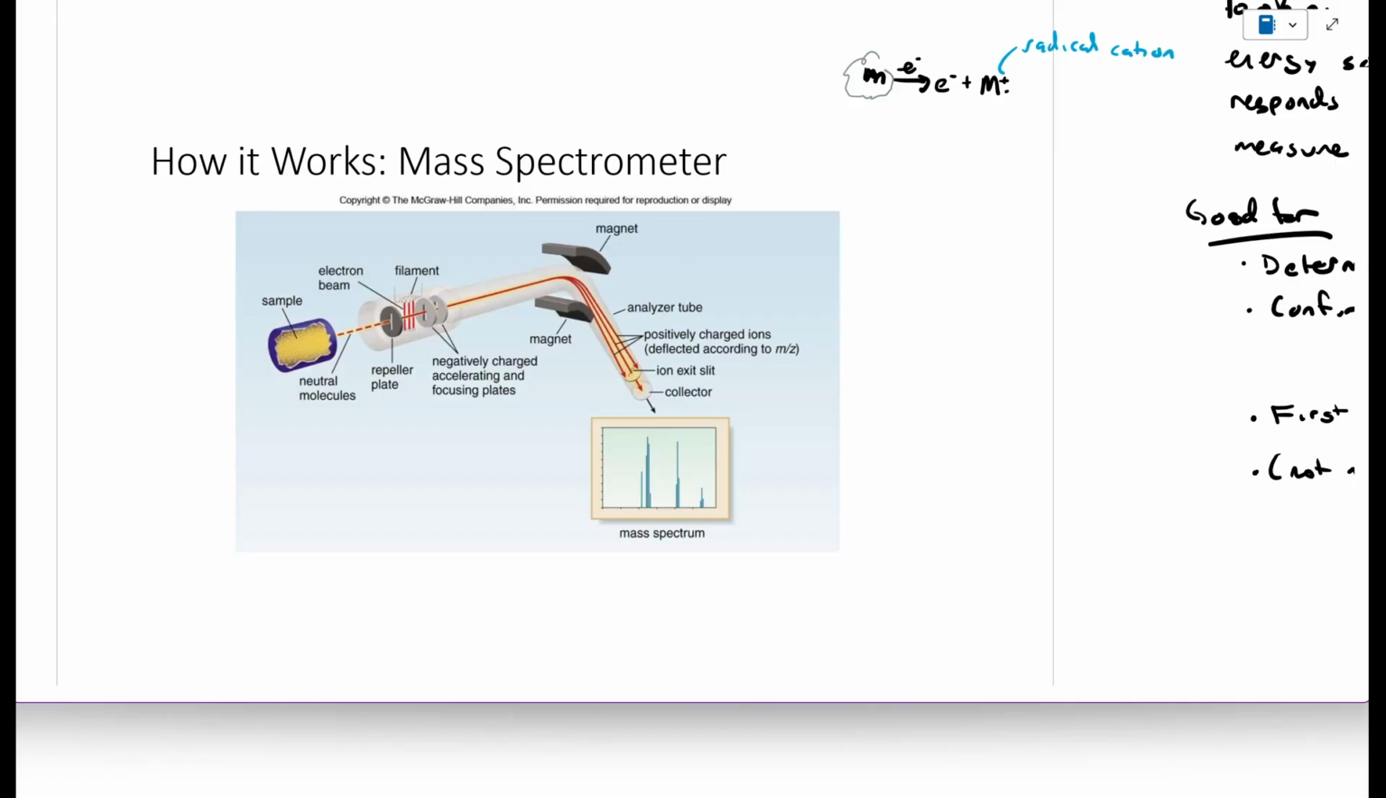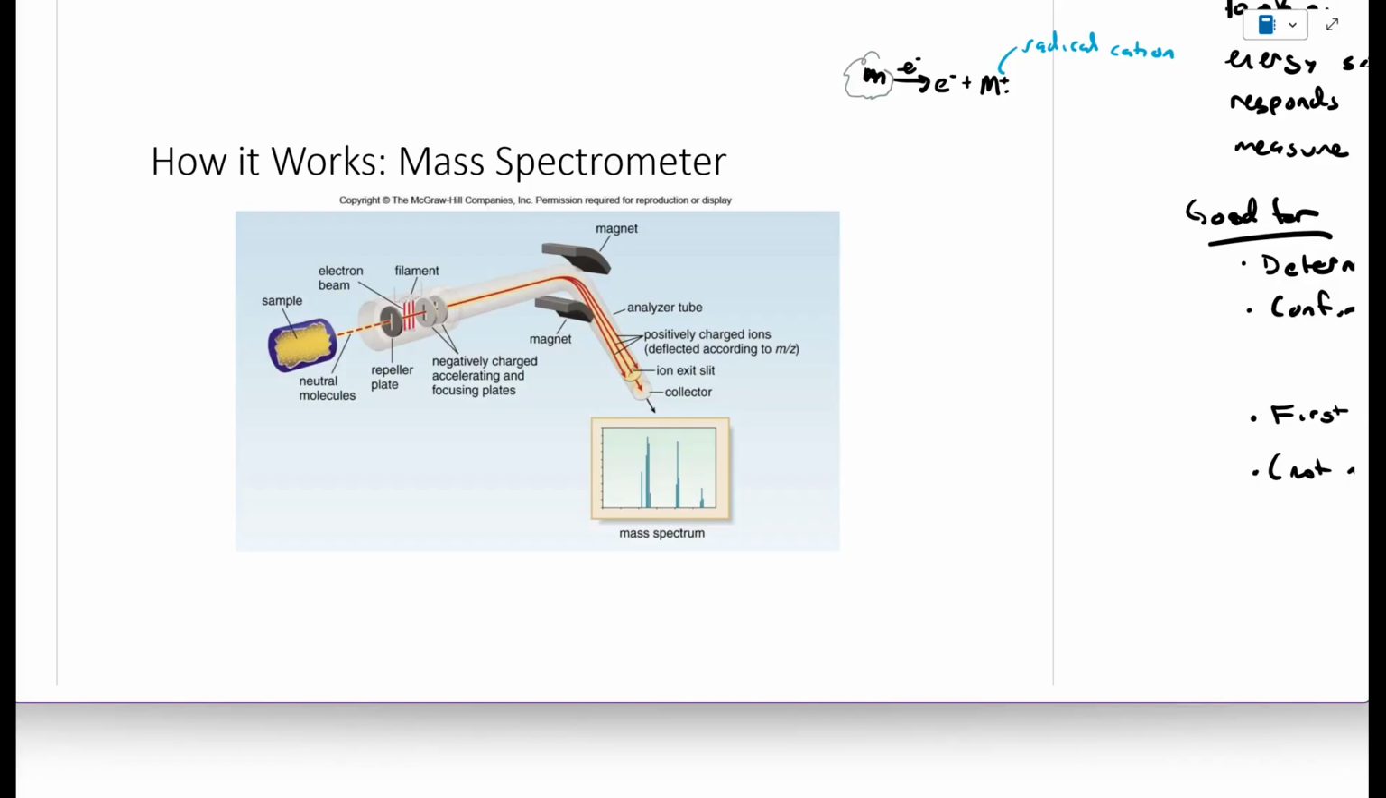It's a radical because it has an unpaired electron, because we ejected one of them, and it's a cation because it's now missing one electron, so it has more positives than negatives. It's otherwise the exact same molecule, just its electron cloud is missing one of the electrons. Which electron? Doesn't really matter, it's not important, but one of the electrons gets ejected when the molecule passes through that high energy electron beam.